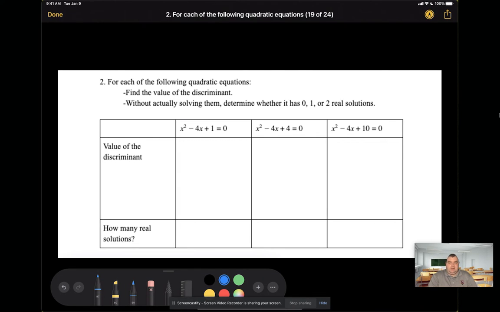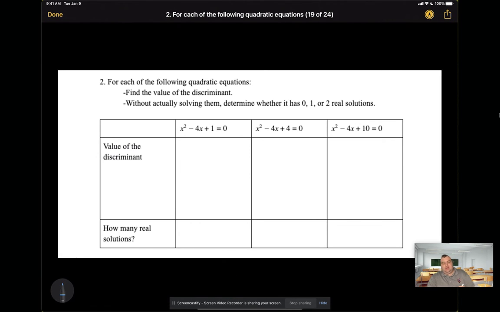Number 2, for each of the following quadratic equations, find the value of the discriminant and, without actually solving them, determine whether it has 0, 1, or 2 real solutions. So if you forgot, the discriminant is the part of the quadratic formula that's underneath the square root. So that's the b squared minus 4 times a times c. So when it says find the discriminant, that's what we're going to be calculating.